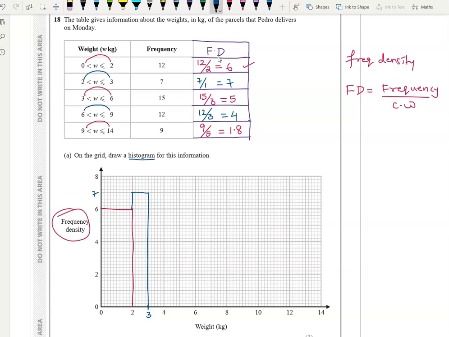Okay, next one, for the third group, which is from 3 to 6, it is 5. From 3 to 6 the frequency density is 5, so up to 6 for this group the density is 5. Next one, from 6 to 9 it is 4. From 6 to 9 the frequency density is 4, so we draw it till here.